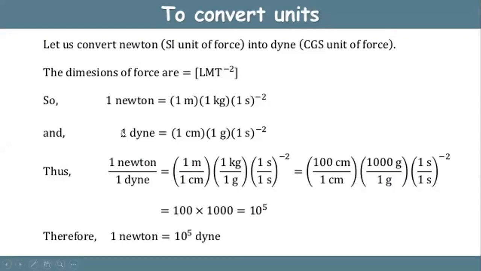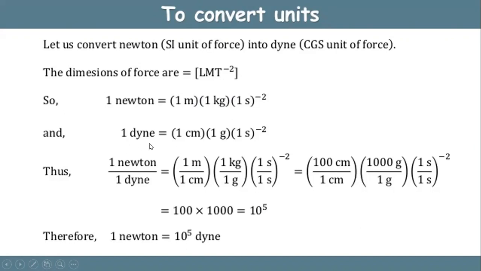Now we can write 1 Newton in SI system. The value of L in SI system is 1 meter. The value of M in SI system is 1 kg. The value of T in SI system is 1 second. So we can write it as, for L it is 1 meter, for M it is 1 kg, and for T it is 1 second raised to minus 2. Here all the other powers are raised to 1.